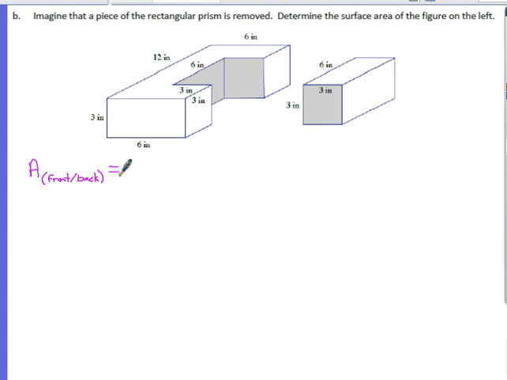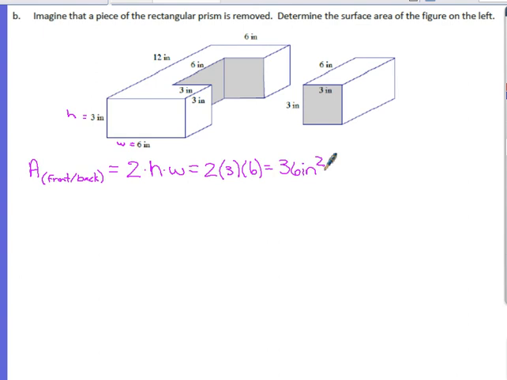Now again, the front and back are going to be the same, so there's two of them. And it is going to be my width, let's label these, width and height. So this is going to be height times width. So I can plug that in and get 2 times 3 times 6. And that gives me 36 inches squared. So that takes care of the front and back.